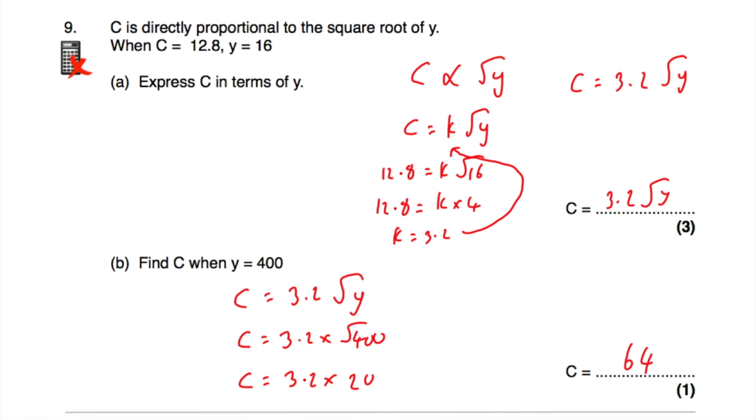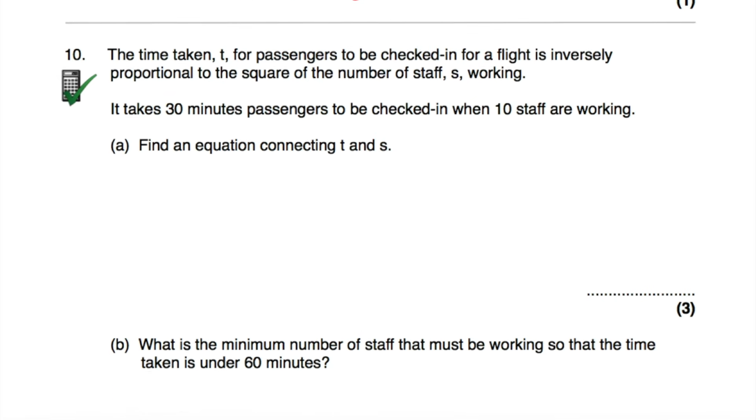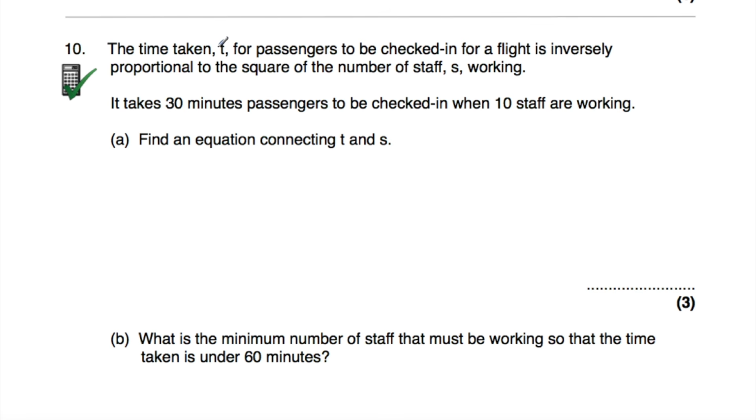Okay, let's look at our next question, question number 10. It says the time taken, t, for passengers to be checked in for a flight is inversely proportional to the number of staff working. So that makes sense. The more staff that are working, the less time it would take for the passengers to be checked in for the flight. And it takes 30 minutes for the passengers to be checked in whenever 10 staff are working. We've been asked to find an equation connecting t and s.